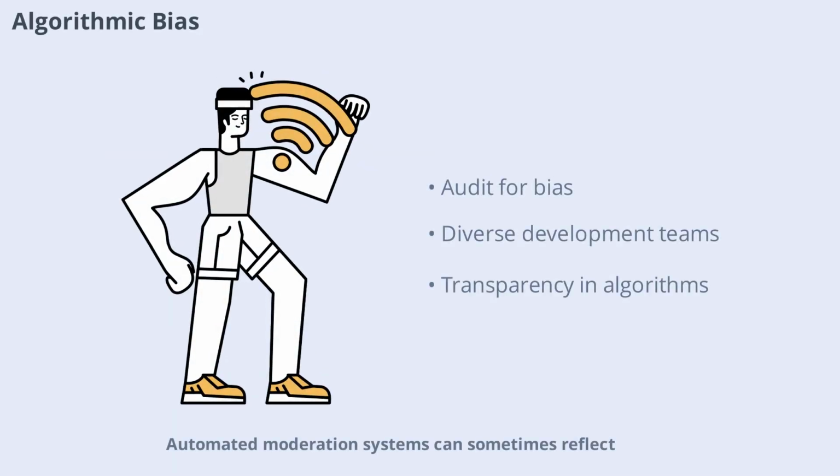Automated moderation systems can sometimes reflect biases present in their training data. This can lead to unfair treatment of certain groups or viewpoints. Platforms must regularly audit algorithms for bias and involve diverse teams in their development. Transparency about how algorithms work helps users understand and trust the moderation process.